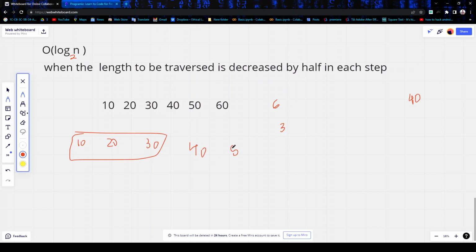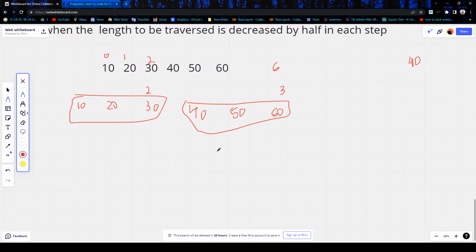Why log n? Because the binary search works in this manner: firstly it divides the array into two parts. Now we see the central value, that is at indexes 0, 1 and 2, the third value on the second index. We see whether this value is greater than 40 or not. If it is less than 40, then we go on to the other part of the array and divide it into two parts: 40 and 50 in one part and 60 in the other part.